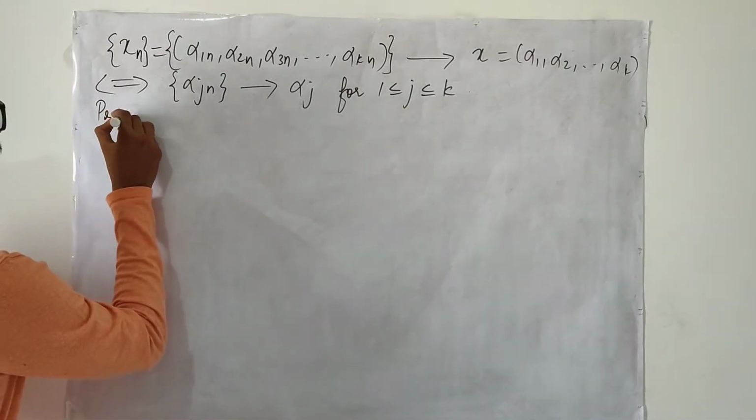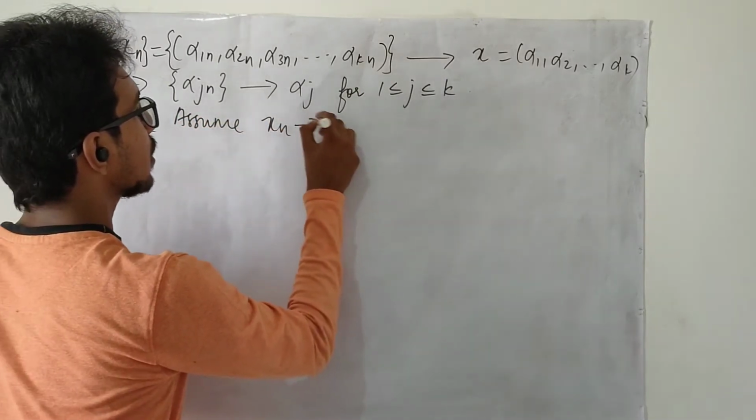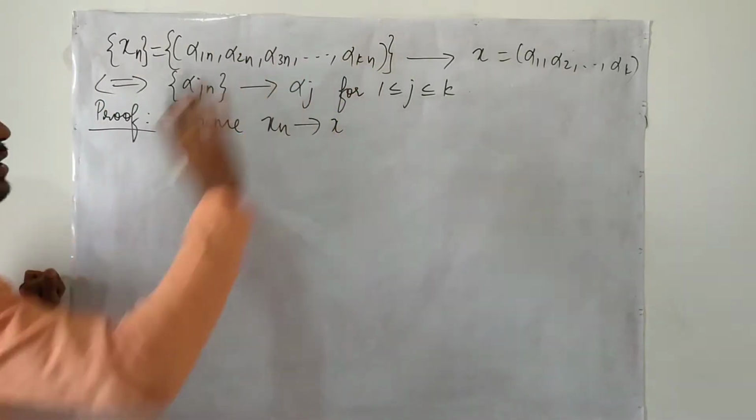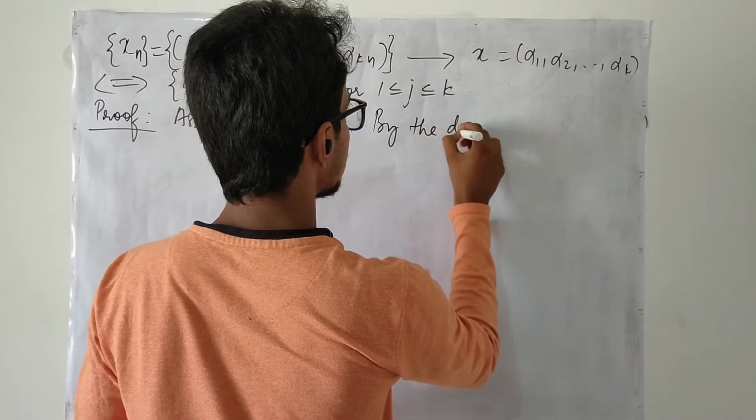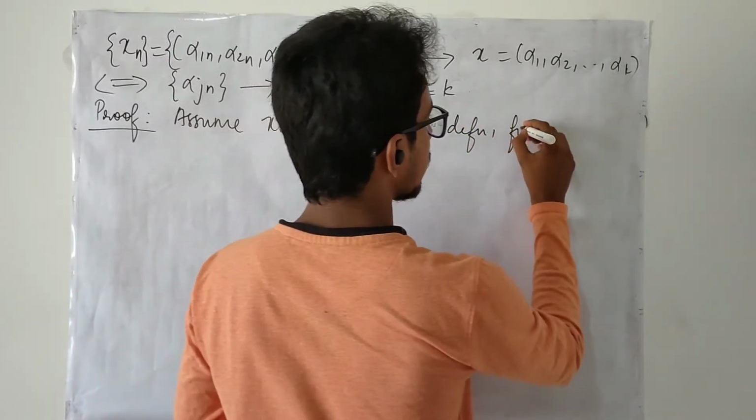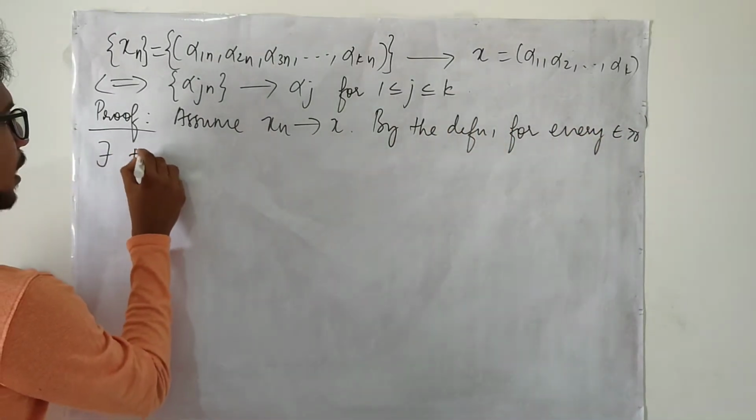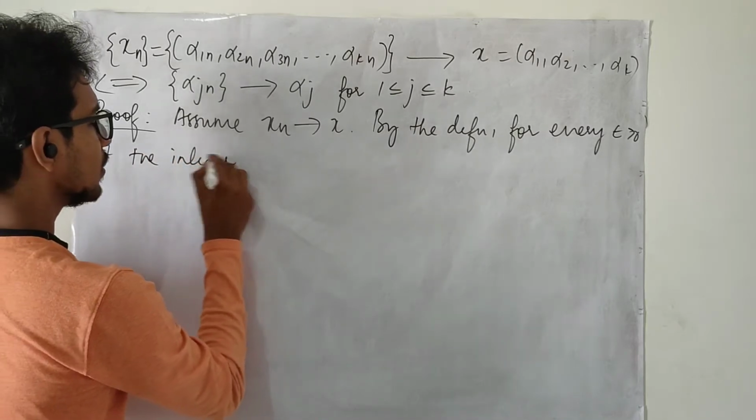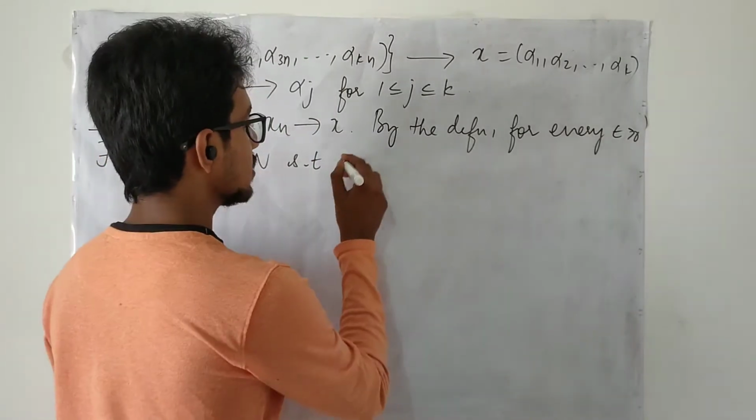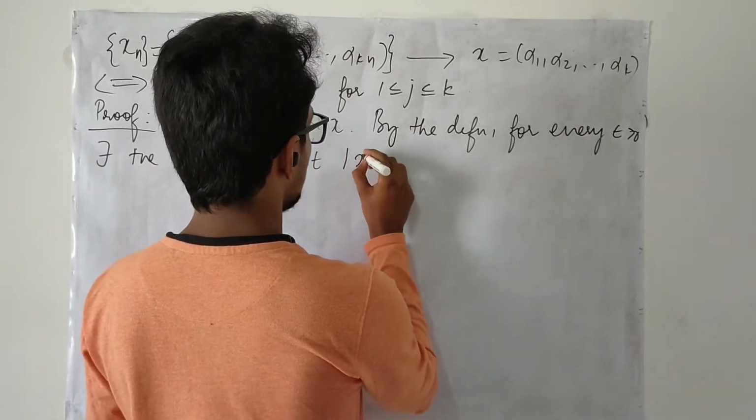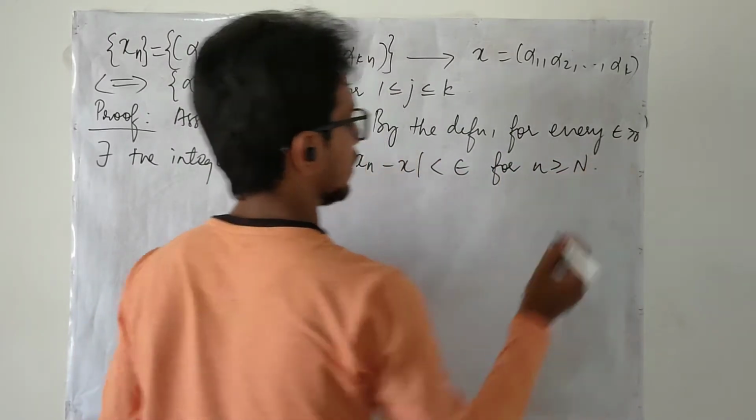Let us start the proof. Okay, assume xn converges to x. We are taking the first case. When we take this, by the definition, for every epsilon greater than 0, there exists a positive integer N such that, what is the metric that is defined on Rk? It is the absolute metric. Absolute of xn minus x is less than epsilon for n bigger than or equal to N.